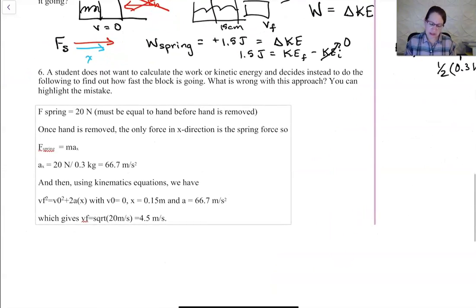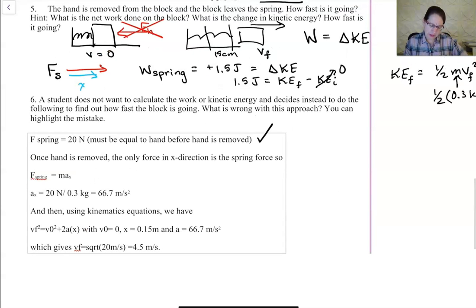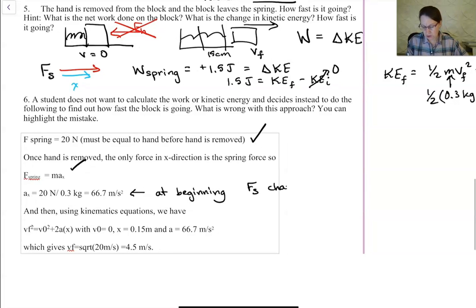Okay, somebody doesn't want to calculate work or kinetic energy and decides to do this. Okay, spring force equals 20. Yes, that's true. Once the hand is removed, the force is only in the X direction, so the spring force, okay, that seems fine. That seems okay. All right, so this is the acceleration. This is the acceleration at the beginning. The spring force is changing. It changes. It gets bigger the bigger the X is, which means when it's coming back in, the spring force gets smaller. So that means our acceleration in the X is changing.